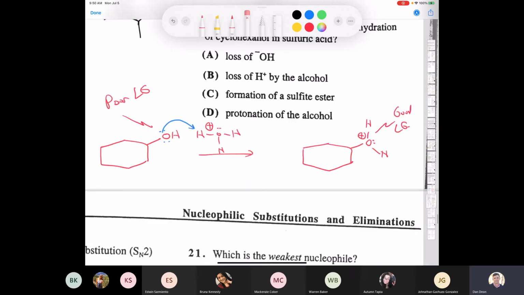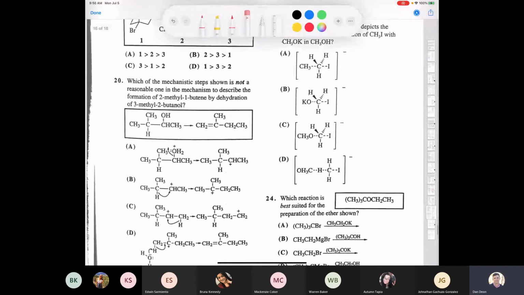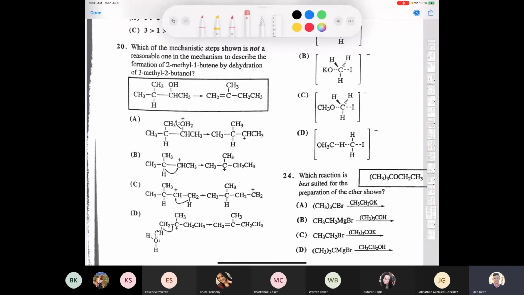Let's move on to question 20. And question 20, here it is. Oh boy. So this is exactly how exams like the MCAT, the DAT or the PCAT can test you on mechanisms, right? Without getting you to draw a mechanism. They can show you this kind of thing right here.